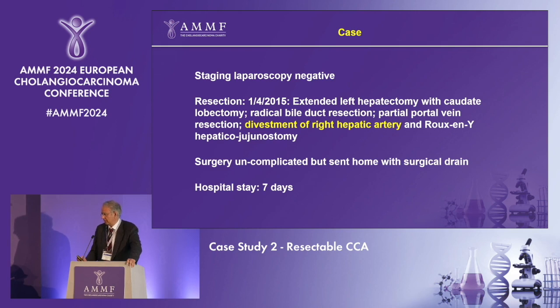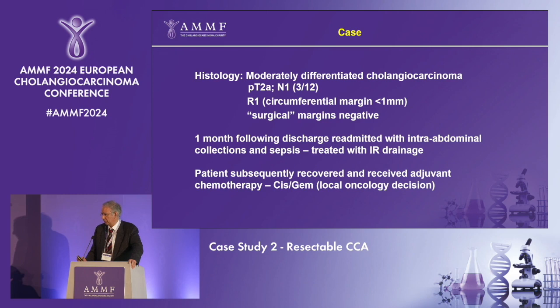And so, despite the complexity, she was a young, fit patient, had good biliary drainage beforehand, wasn't cholangitic. She spent about 7 days in hospital, but she did go home with a surgical drain because of a low volume ascitic leak, if I recall. That was the histology. There was node positive disease. Unfortunately, that's something we can't control.